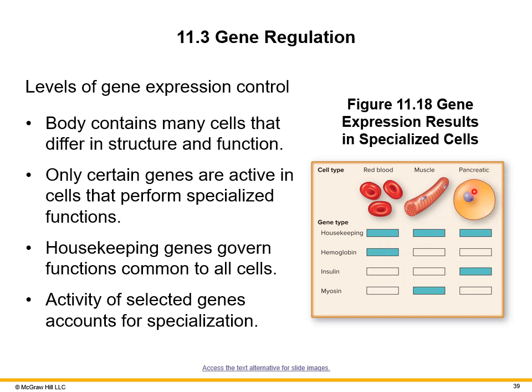For pancreatic cells, the gene for insulin is going to be turned on. And for muscle cells, the gene for the protein myosin is going to be turned on. All the other genes will be turned off for genes that are not needed in those specialized cells. So red blood cells will not produce insulin or myosin, and muscle cells will not produce hemoglobin or insulin, and pancreatic cells will not produce hemoglobin and myosin.